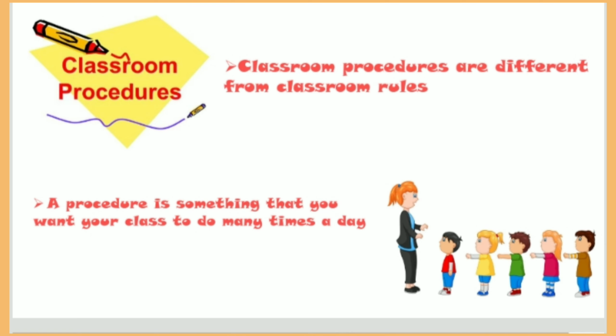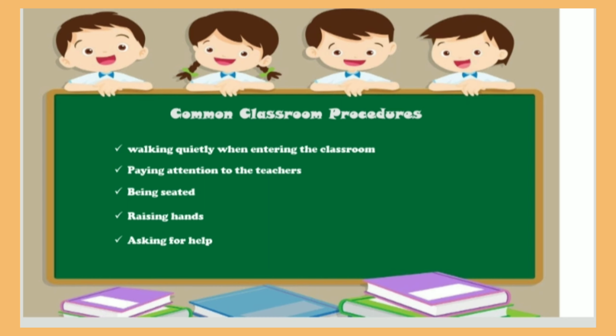Classroom procedures are different from classroom rules. Procedures can be rules, but they are not always rules. Procedures allow people to function in an acceptable and organized manner. Procedures remove surprises. If you know the procedure, you know what to do and how to do it, even if you are not in the classroom. Procedures provide a sense of certainty, which helps you learn and be successful. A rule is something that you must do, while a procedure is something that you want your class to do many times in a day.